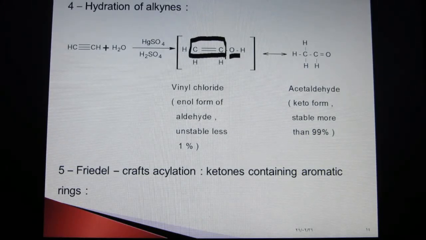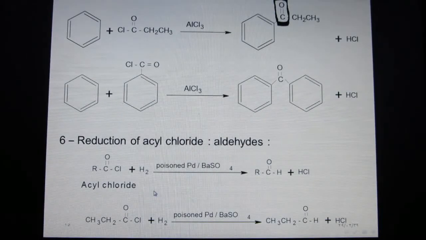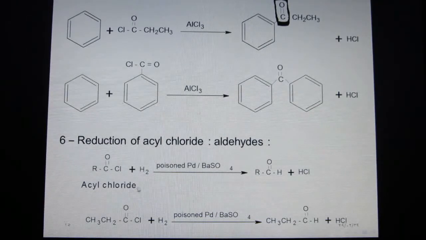Friedel-Crafts acylation, it is also from the reactions of benzene. For ketones, we take benzene with the acyl compound in presence of aluminium chloride, it will give me ketonic compound. Reduction of acyl chloride, this is special for aldehydes. We take acyl chloride and take hydrogenation with poisoned platinum in presence of barium sulfate, it will give me aldehyde.